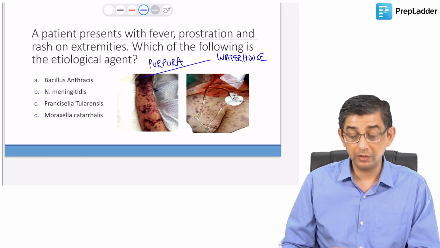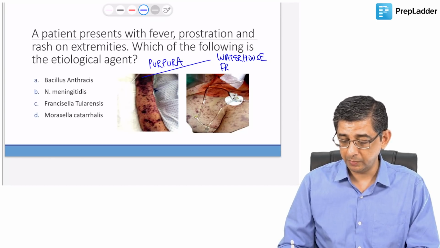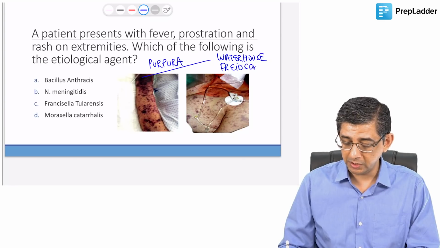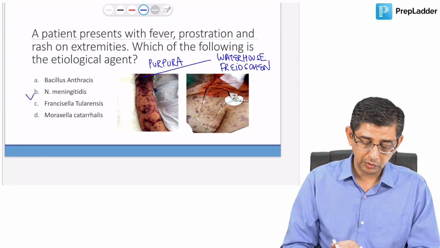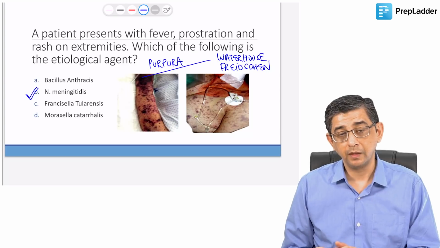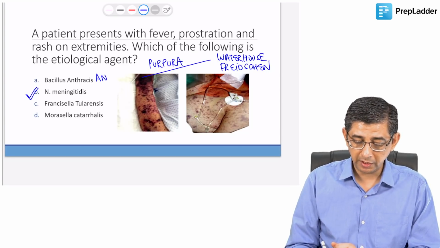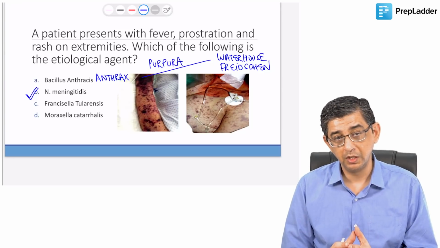It's bang on these four options. I think you can pick it up. That's going to be Neisseria meningitidis. The answer to this question is option number B. Option A would cause anthrax, that is woolsorters disease. So you would find it again in hunters or in wool sorters.